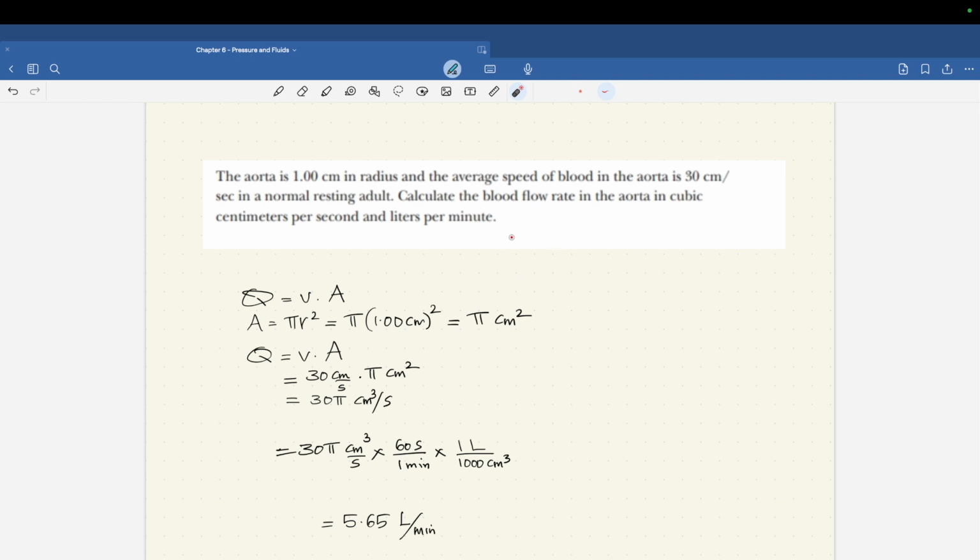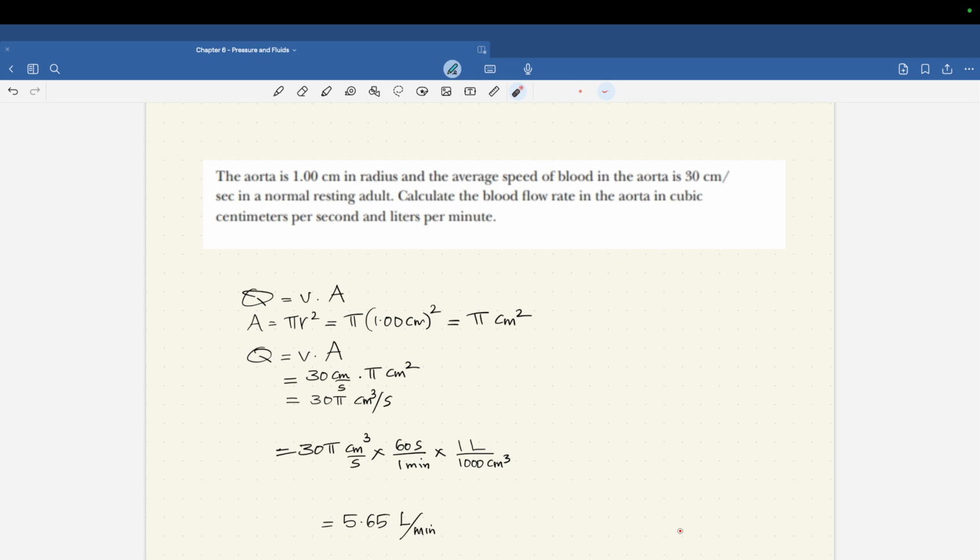But they want the answer in centimeter cubed per second. That is already there if you put the value of pi. To change it into liters per minute, you got to do 2 things. 60 seconds is 1 minute. 1 liter is 1,000 centimeter cubed. Yep, you got to know that. 1 liter is 1,000 centimeter cubed. And so when you do the math, you get 5.65 liters flowing per minute.